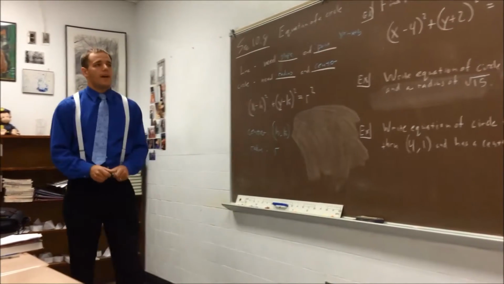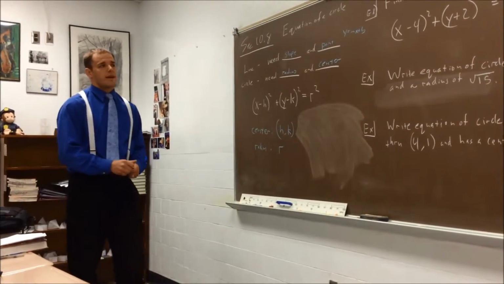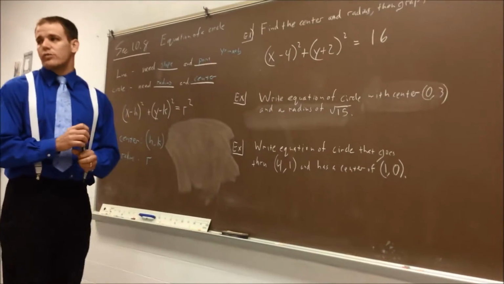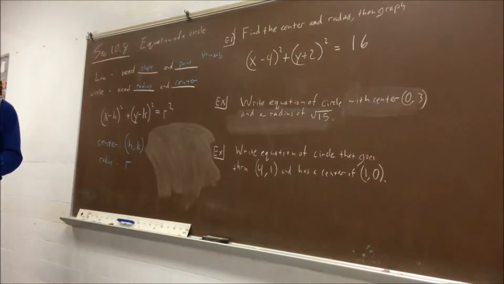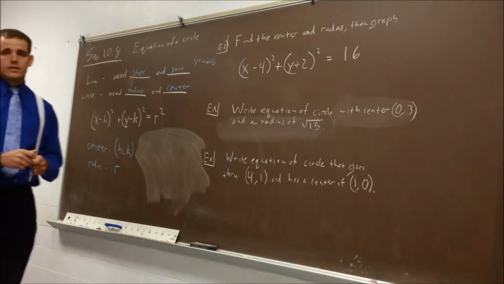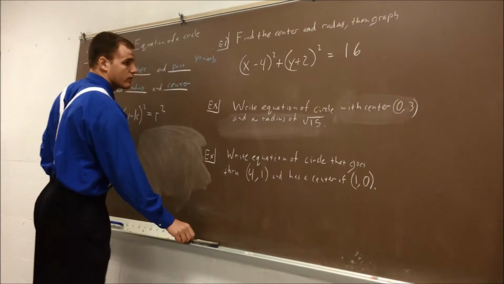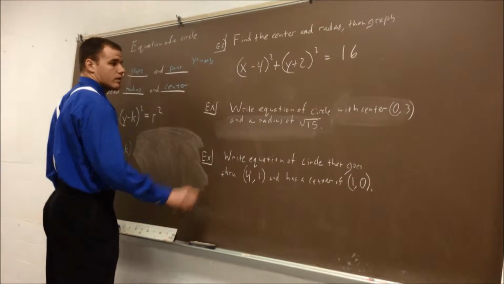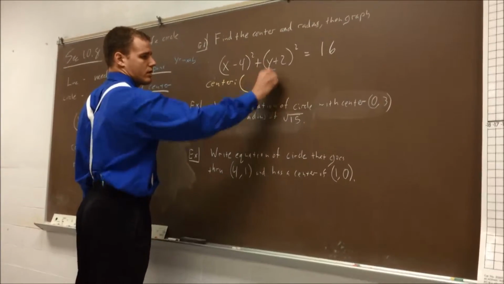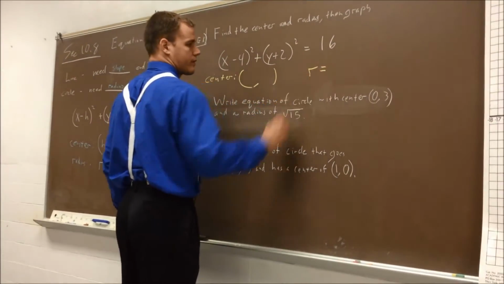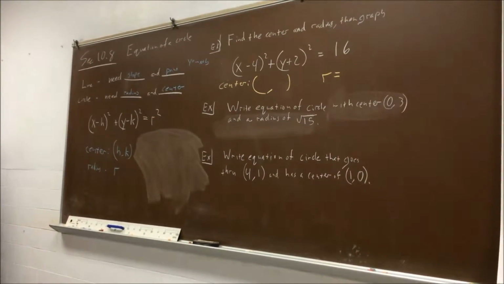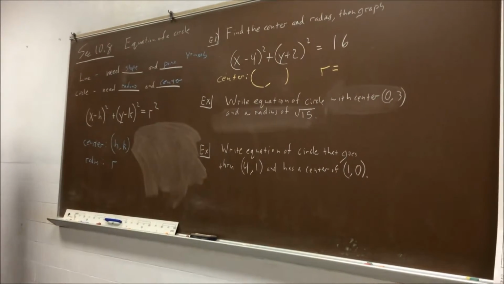Let's come up here though. Find the center and the radius. Then I want you to graph this thing. What is the center going to be for this? What is the radius going to be for this? 10 seconds. Talk through it with your team. Go. What is the center of this circle? The center of this circle.